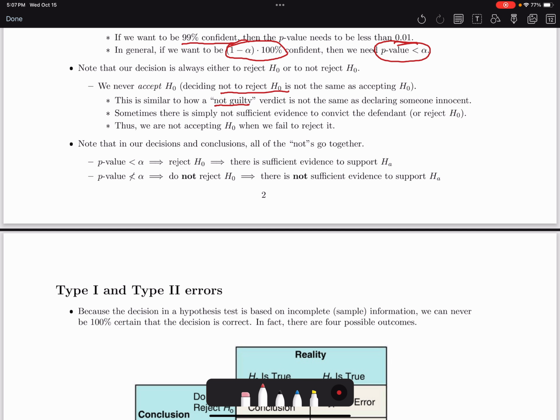And then finally, one last thing that I've harped on over and over again is that when we're making our decision and conclusion, all of the positive statements go together and all of the negative statements go together. Okay, so if the p-value is less than alpha, then we reject the null and there is sufficient evidence to support the alternative. If the p-value is not less than alpha, then we do not reject the null and there's not sufficient evidence to support the alternative. There is never any mixing and matching in hypothesis testing, okay? All of the positive statements always go together and all of the negative statements always go together.